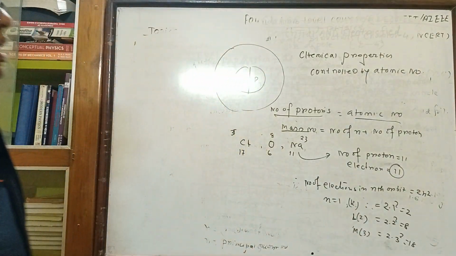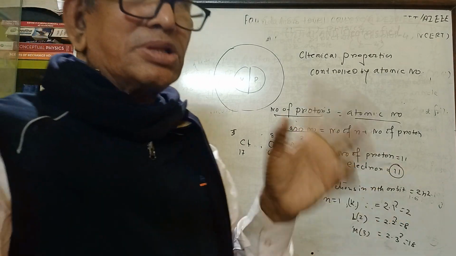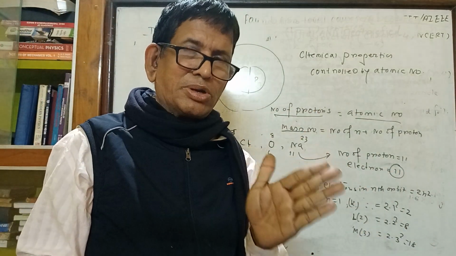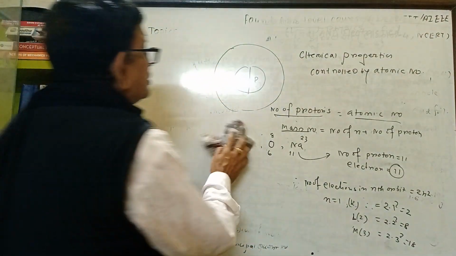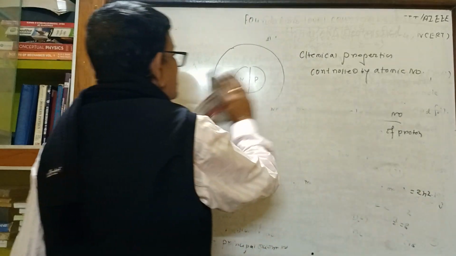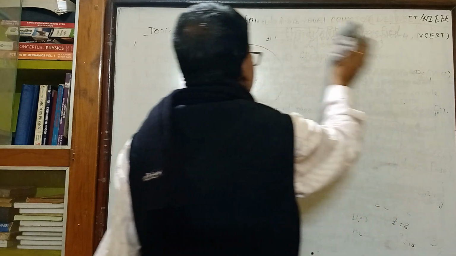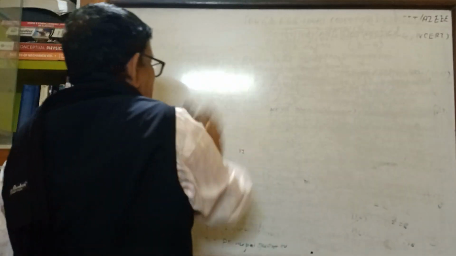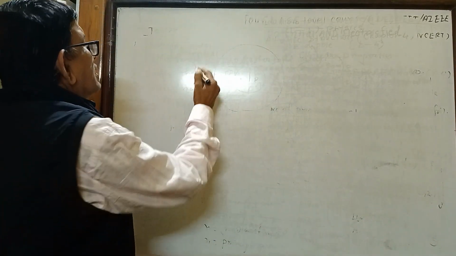So I have given you an idea regarding the atomic number. What is the atomic number? The number of protons. What is the mass number? The number of protons plus the number of neutrons. Now I am teaching you valence and valence electron. Very last moment, I hope you will be patient. The whole video will help you.